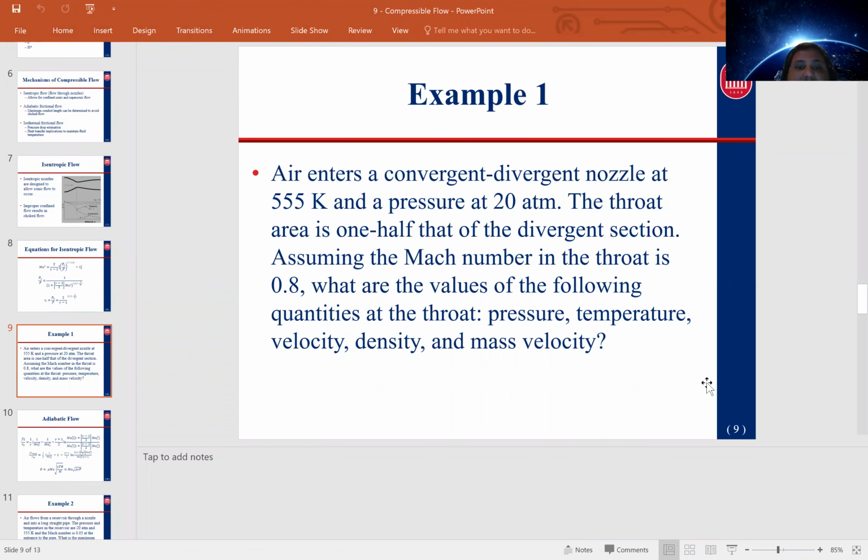So example 1 here states that air enters a nozzle at 550 Kelvin with a pressure of 20 atmospheres. If the throat area is 1/2 of the diverging section, and assuming the Mach number in the throat is 0.8, what are the values of the following quantities at the throat? We're looking for pressure, temperature, velocity, density, and mass velocity. So it's essentially saying, based off of the incoming air conditions as well as the known Mach number at the throat, what can we estimate for the air properties at the throat?